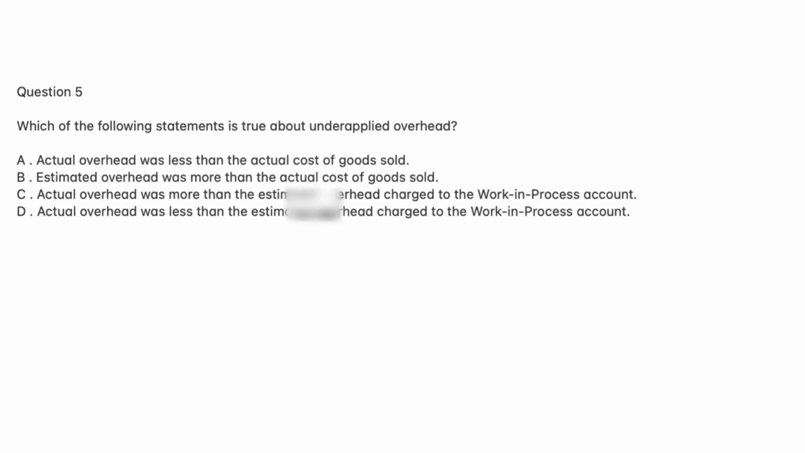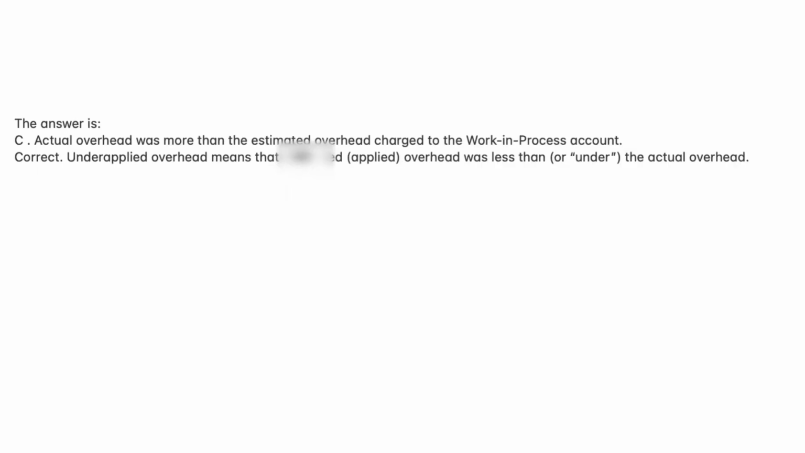Question 5. Which of the following statements is true about underapplied overhead? A. Actual overhead was less than the actual cost of goods sold. B. Estimated overhead was more than the actual cost of goods sold. C. Actual overhead was more than the estimated overhead charged to the work-in-process account. D. Actual overhead was less than the estimated overhead charged to the work-in-process account. The answer is C. Actual overhead was more than the estimated overhead charged to the work-in-process account. Correct. Under-applied overhead means that estimated, applied, overhead was less than, or under, the actual overhead.